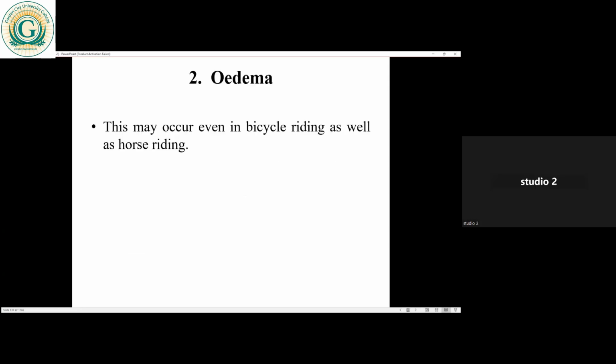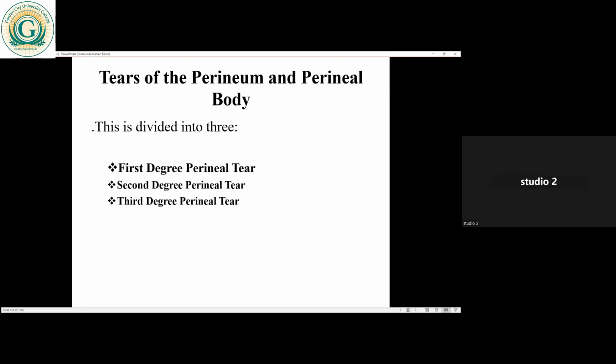Second, the pelvic floor can be oedematous. It is sometimes very obvious when you ride a bicycle, which can cause edema of the pelvic floor muscles. But most importantly, what is very common in the labor ward is the tear. You hear the midwife saying that the woman has got a first-degree tear, second-degree tear, or third-degree tear. What is the meaning of this? What is first degree? What is second degree? What is third degree?